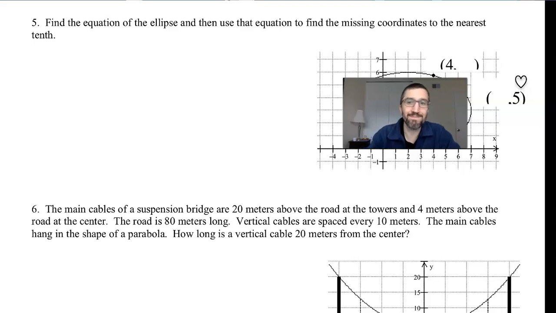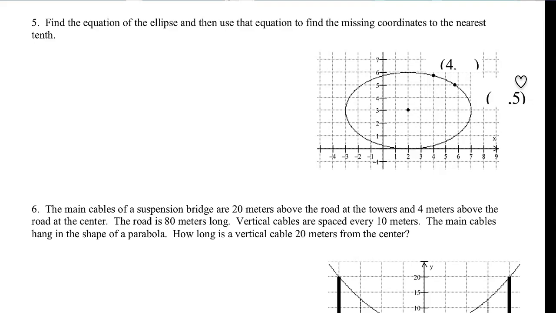So let's get started. Number 5 says, find the equation of the ellipse and use that equation to find the missing coordinates to the nearest tenth. So you have some missing coordinates here. Sorry, it didn't show up very nicely. So we're looking for this missing coordinate. We'll do that together in the video. And then this missing coordinate I'll have you do as a try this.